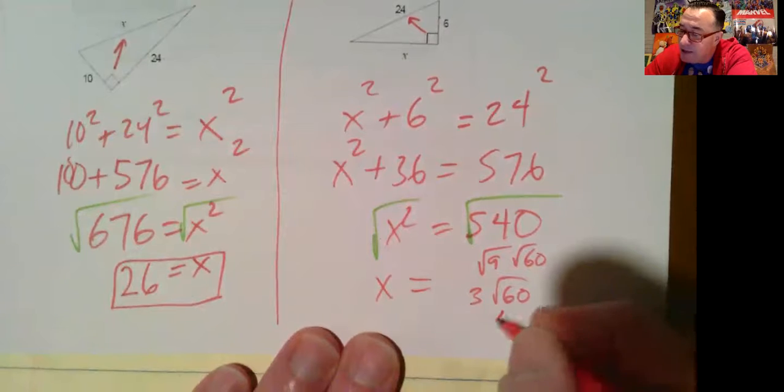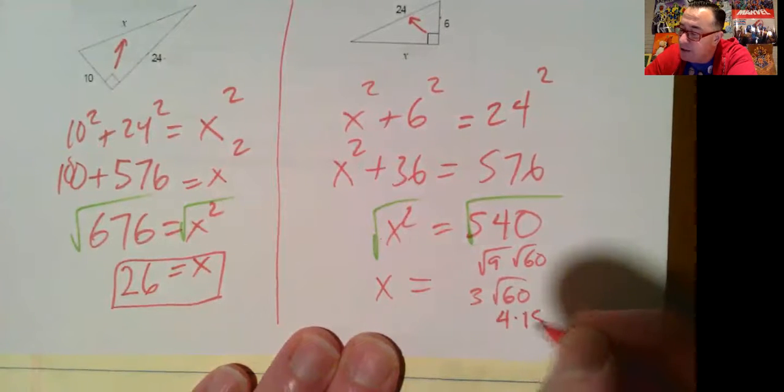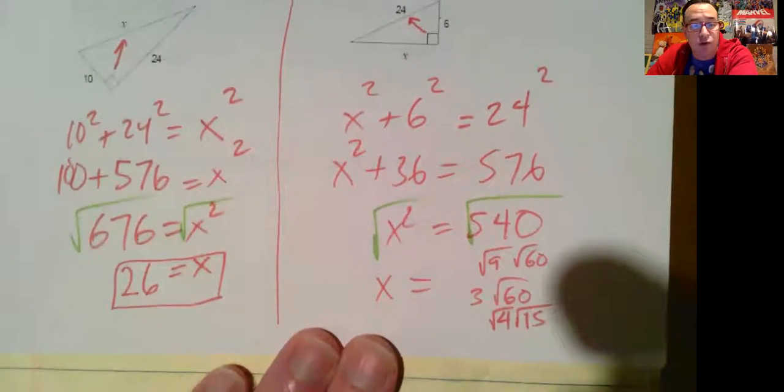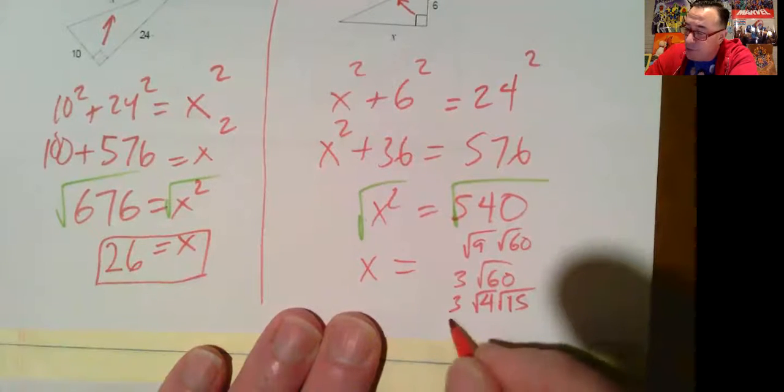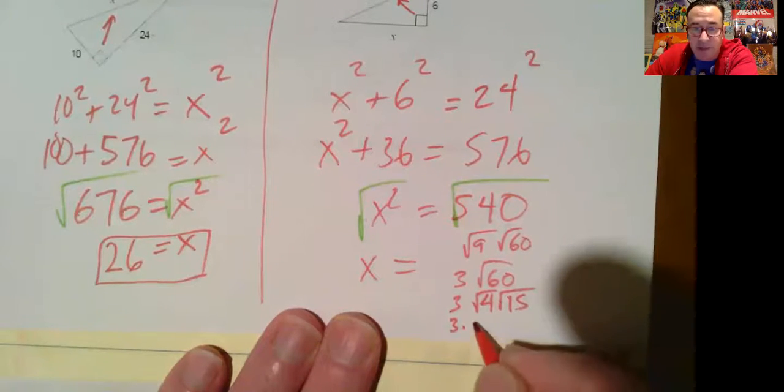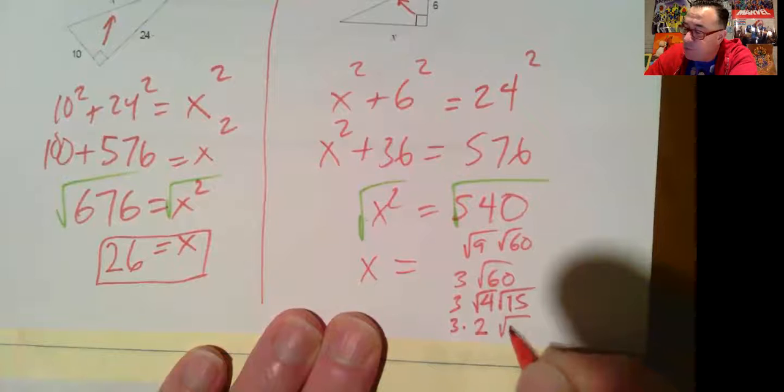So if I break this down into 4 times 15 and take the square root of those, I still have this 3 on the outside. So I'm going to have 3 here times that square root of 4 becomes a 2, and then I'm going to have a root 15.